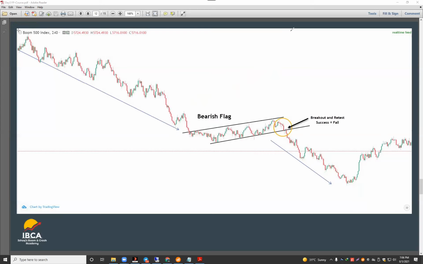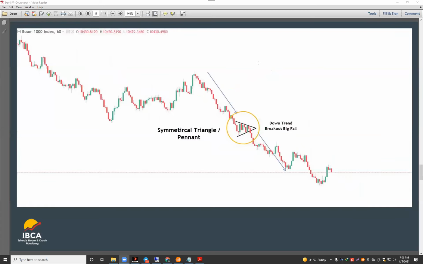Okay. So, sir, there is a symmetrical triangle which we talked about, right? The rule for the symmetrical triangle is to take how wide it is, the size of this symmetrical triangle from top to bottom. If it is broken here, you can expect this size will move down.